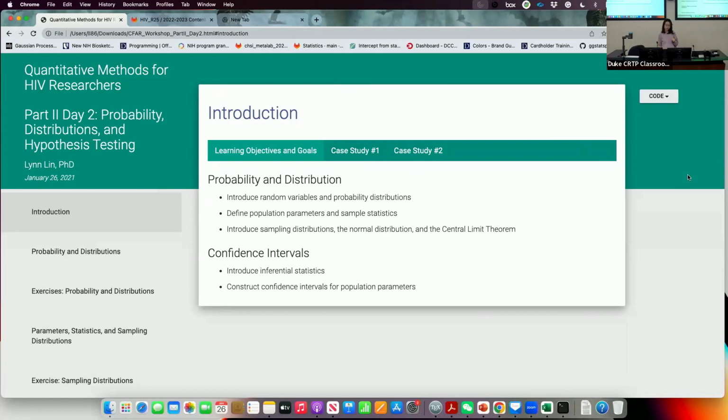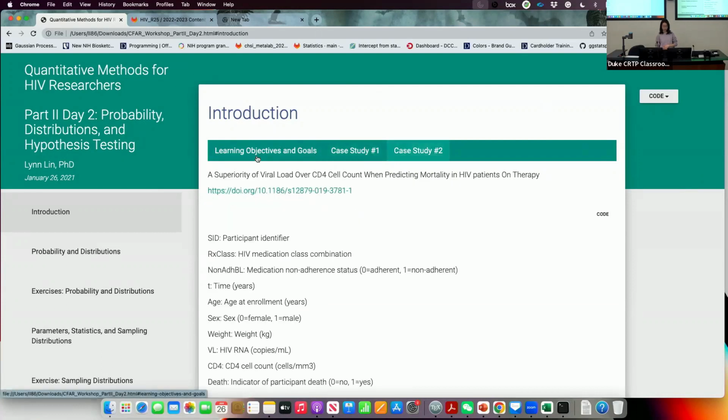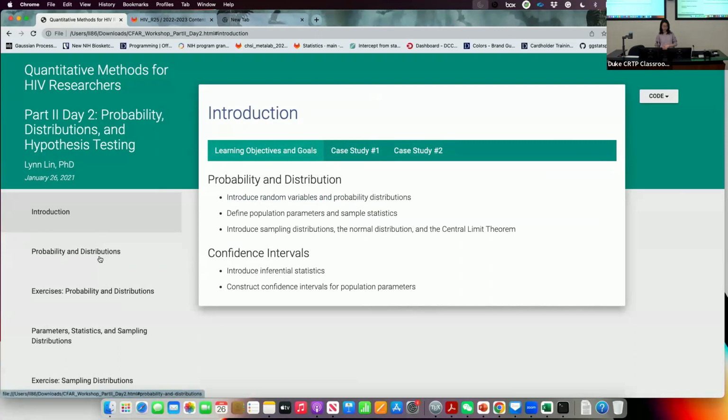So for this part of today's workshop, I'm going to formally start describing statistics, right? The necessary components to perform a statistical analysis. So I will talk about the probability and the distributions as well as part of the hypothesis testing, which is confidence intervals. So again, there were case studies. If you are interested, you can take a look at these three papers yourself. But let's start with the probability and distribution.